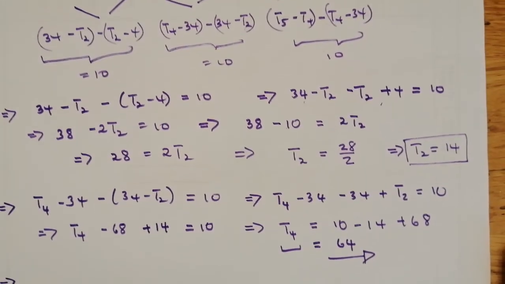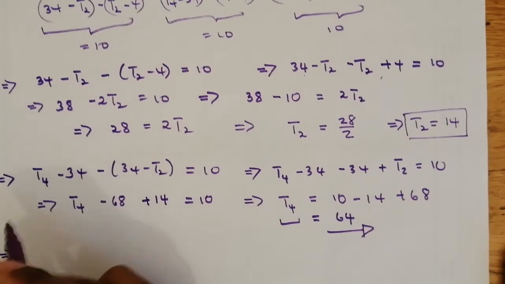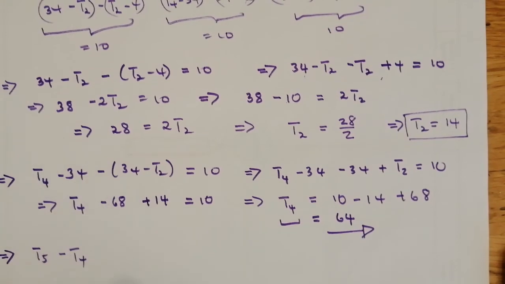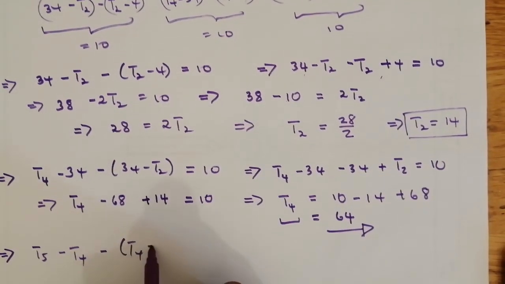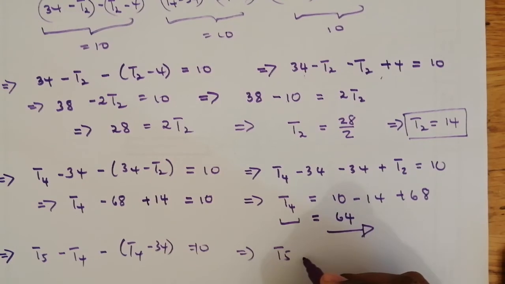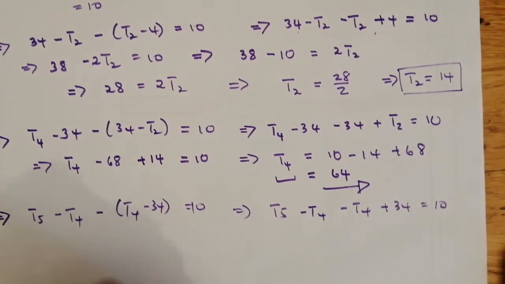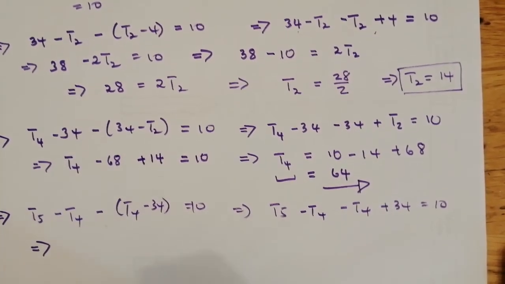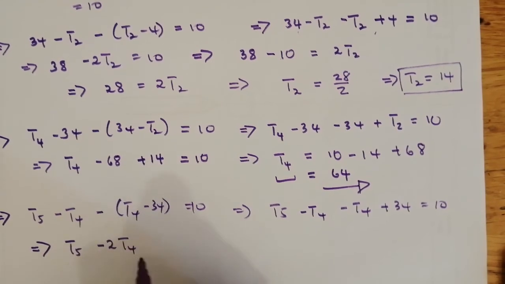The last missing term is T5. We're going to use this difference right here, which has to equal 10. So T5 minus T4, and we distribute the negative sign again: minus (T4 minus 34). This must equal 10. So it's T5 minus T4 minus T4, and a negative multiplied by a negative is positive, plus 34 equals 10. We can combine the T4 terms: T5 minus 2T4 plus 34 equals 10.